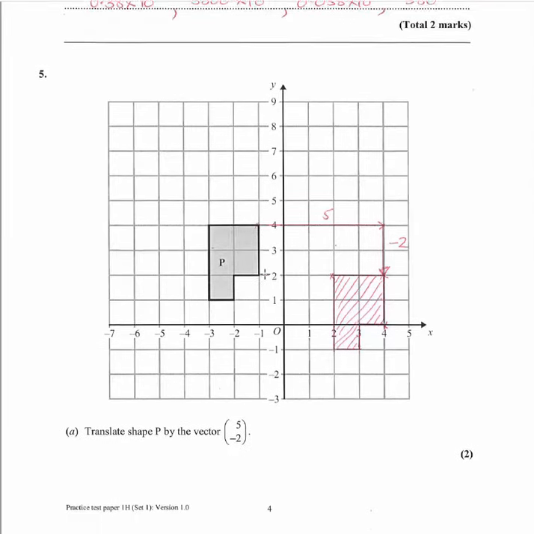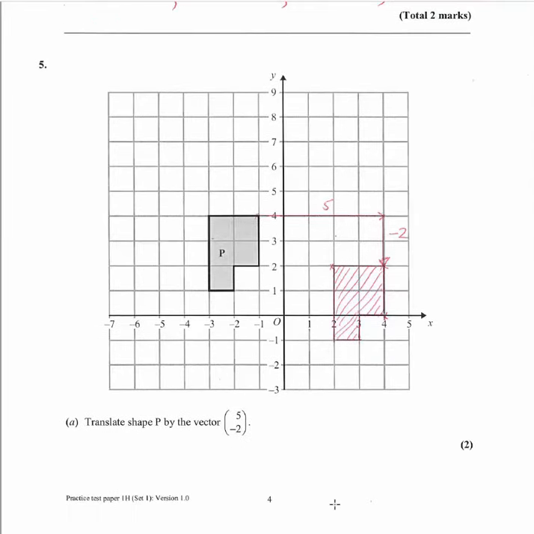Now we're going to translate p by a vector 5 minus 2. Translate is just a flash mathematical word for a slide. We don't turn it, we don't flip it, we just slide it along. And basically this vector is saying slide it along 5 to the right and 2 down.